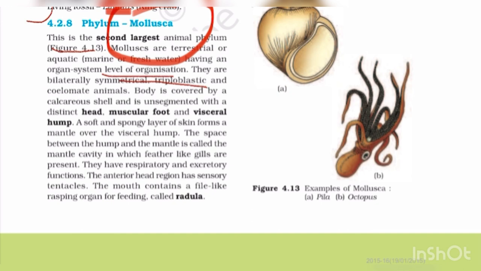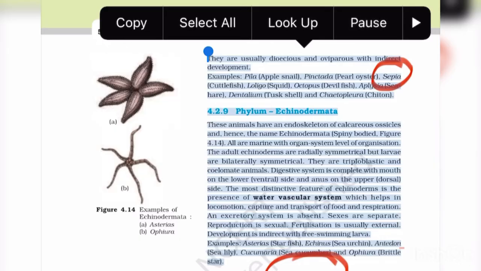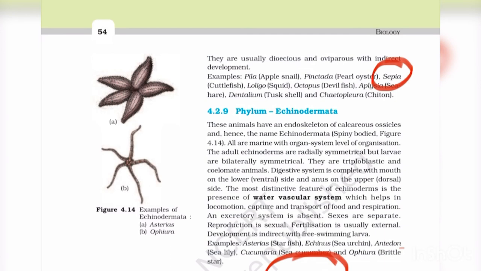They have respiratory and excretory functions. The anterior head region has sensory tentacles. The mouth contains a file-like rasping organ for feeding, called radula. They are usually dioecious and oviparous with indirect development. Examples: Pila, apple snail, Pinctada, pearl oyster, Sepia, cuttlefish, Loligo, squid, Octopus, devilfish, Aplysia, sea hare, Dentalium, tusk shell, and Chaetopleura, chiton.